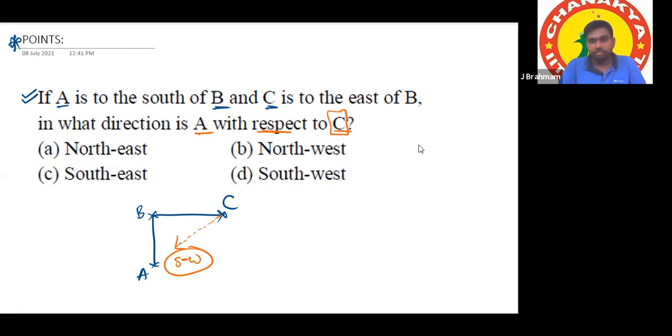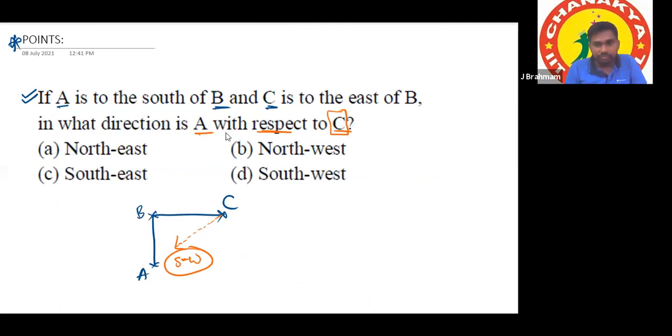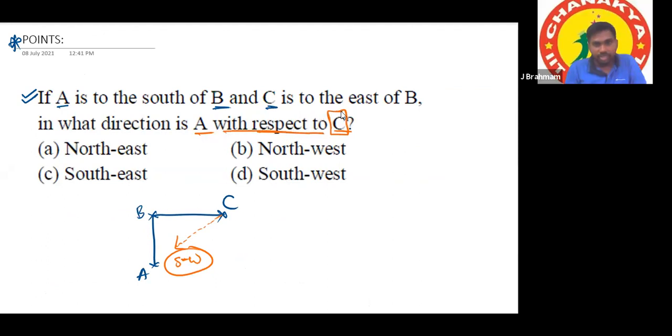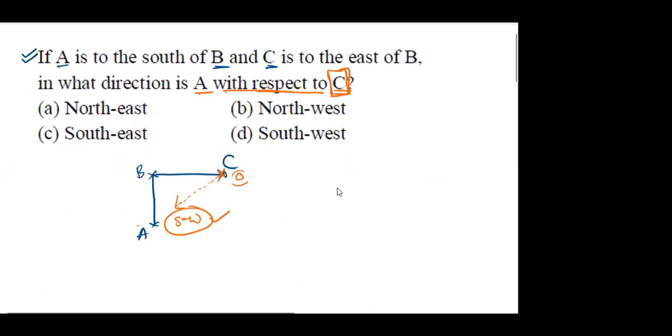Okay. Next question. So C should be the point which you are considering. The words "with respect to" represent the reference. So here the reference is C. With reference to C, A is in which direction? That is the question. When your eye is at C, you need to see A in which direction? Southwest, correct? Yes, sir. Next question.